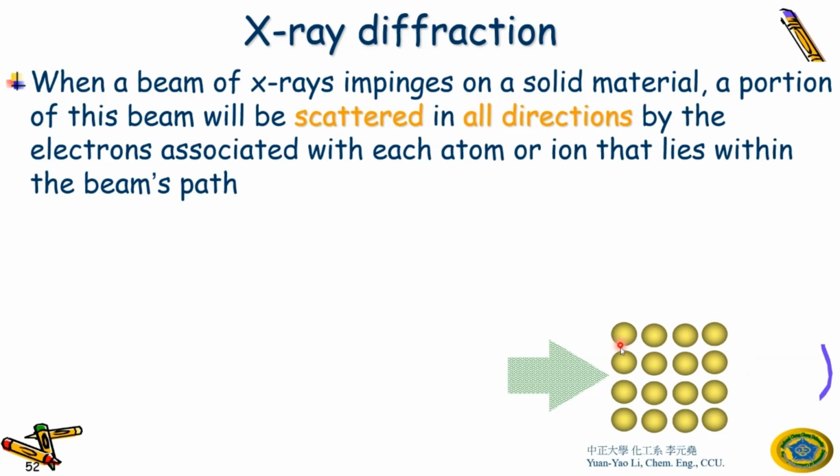How do you calculate the spacing? By equation, right? I hope you remember that from the Kahoot on Wednesday. A portion of this beam will be scattered. So you have a distance here. You can regard this distance as a kind of slit. So if the wavelength of this electromagnetic radiation or this photon is close to the distance between two atoms, that means what? You can have deflection by the electrons associated with each atom or ion that lies within the beam path.